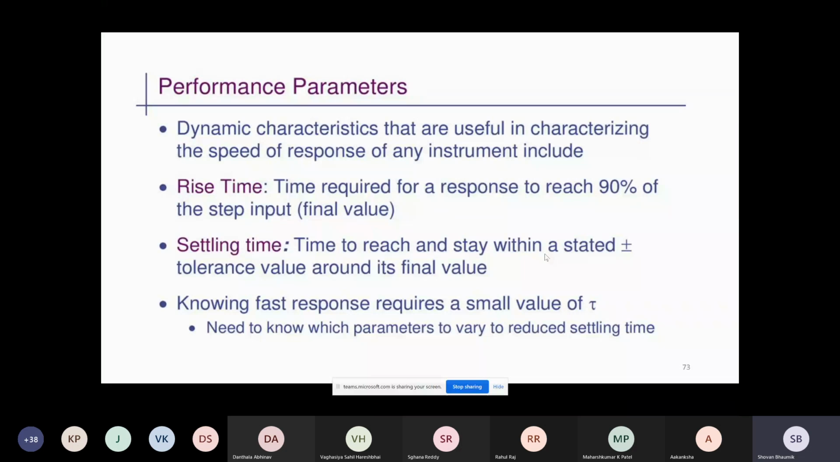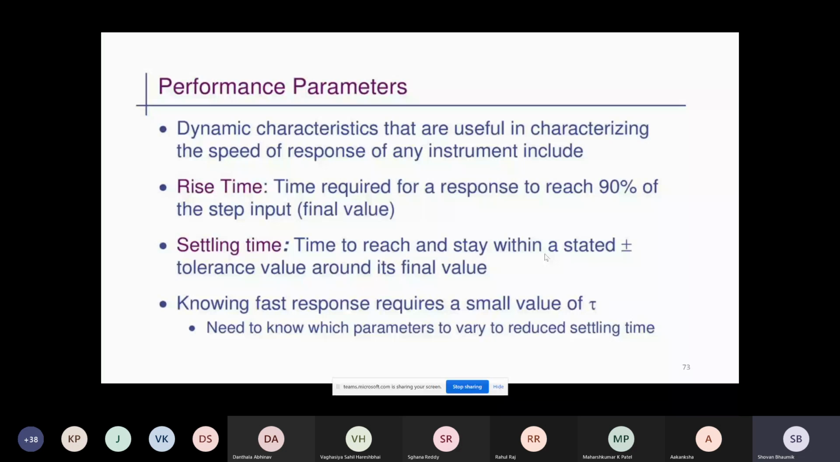So the time it reaches 90% is called the rise time. And then what is settling time? Settling time is the time to reach and stay within a steady state tolerance value, plus or minus. Sometimes it is considered 5% tolerance, so plus or minus 5% of the final value.